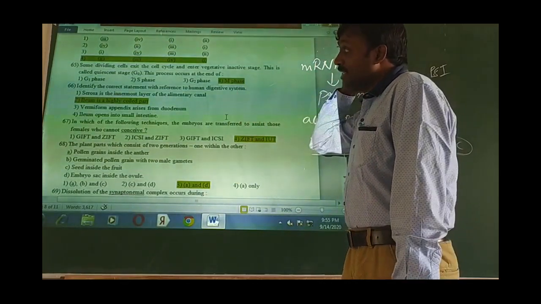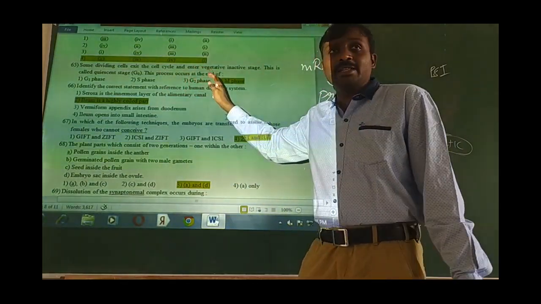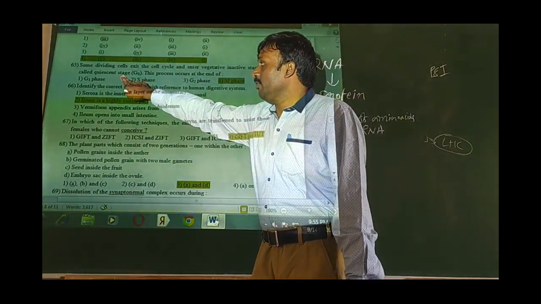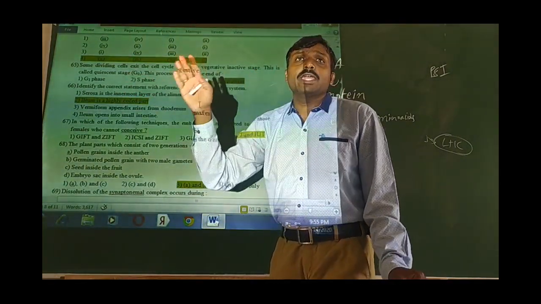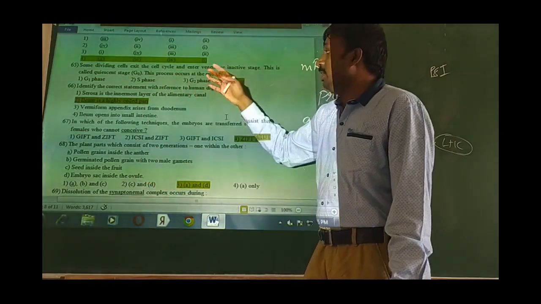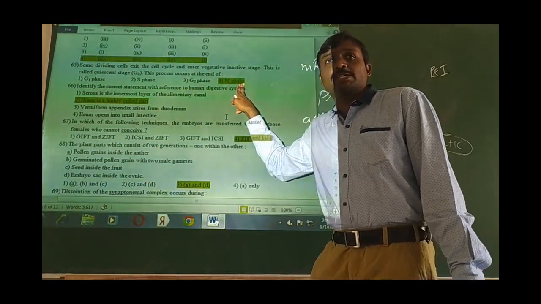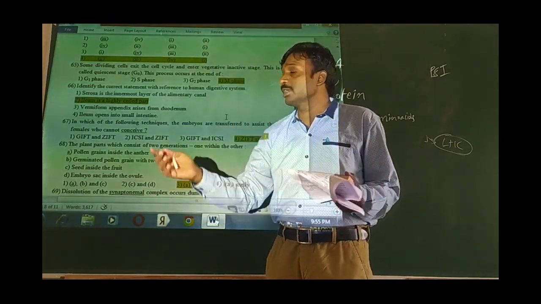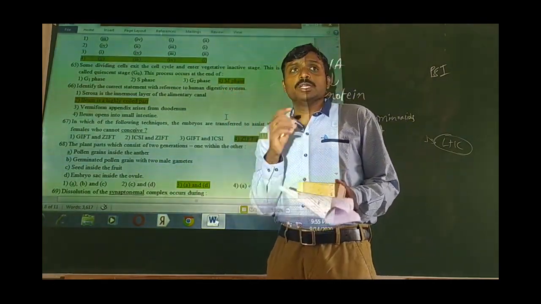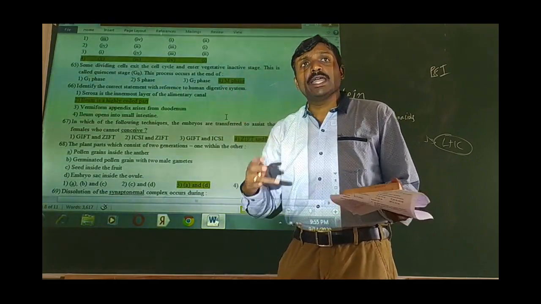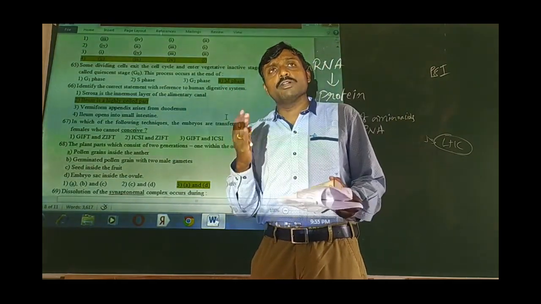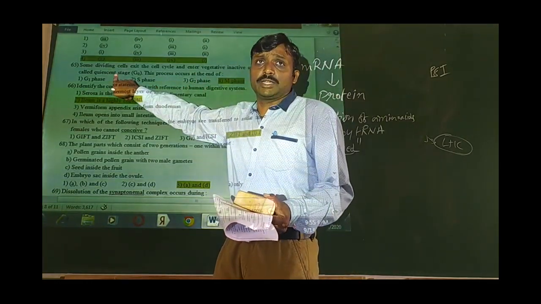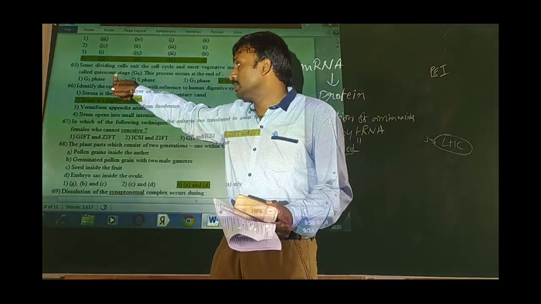Then, some dividing cells exit the cell cycle. So again, this one is from cell cycle and cell division. The G0 phase is a quiescent phase. At the end of the M phase, the multiplication phase, meaning mitotic division or meiotic division, a cell can exit the cell cycle and reach G0, the quiescent phase or silent phase.